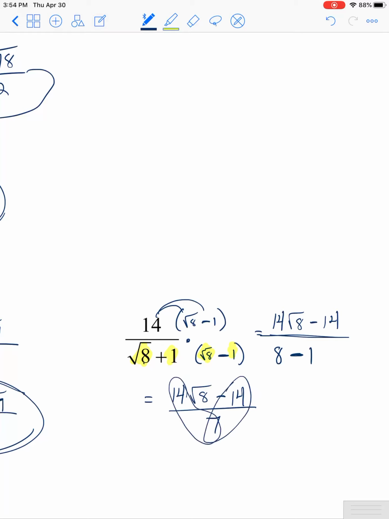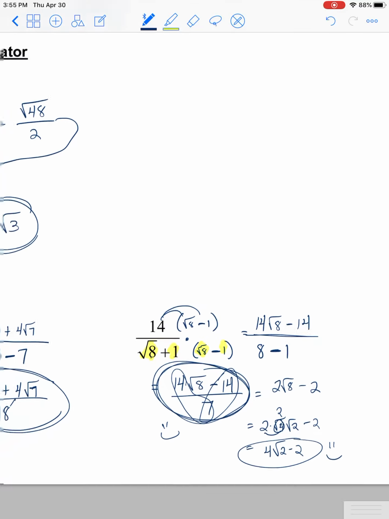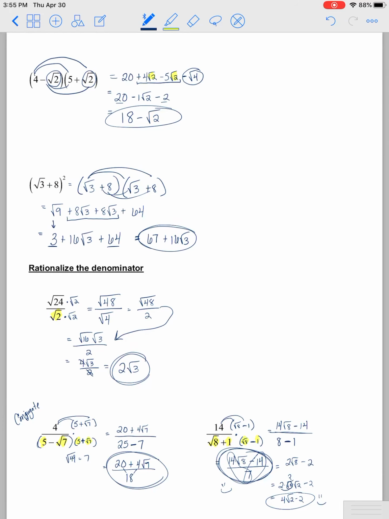Now again, you could leave it like that. What I'm talking about is you could actually simplify, and it has to work for both terms when you do this. So this is really 2 radical 8 minus 2, because 14 divided by 7 is 2. You can actually take it a step further and simplify your radical. So this is really 4 times 2, so it's 2 radical 2 minus 2. On a test, I will be completely okay with that answer. But if you take it this step further, even better.